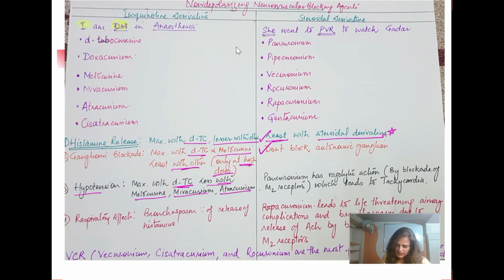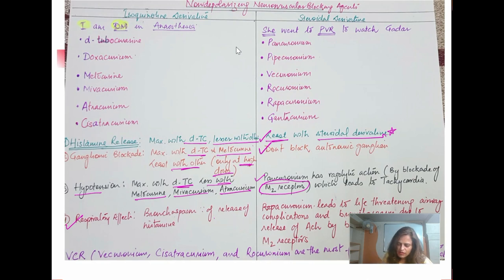Here, what about hypotension? It is only pancuronium which has a vagolytic action because of the blockade of M2 receptor. That leads to tachycardia. Now respiratory impact: bronchospasm because of the release of histamine.